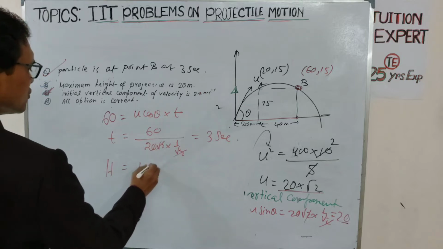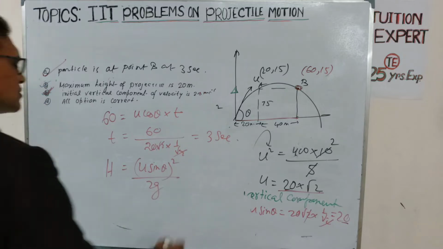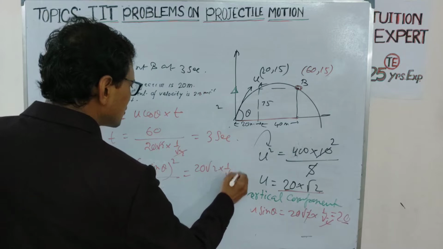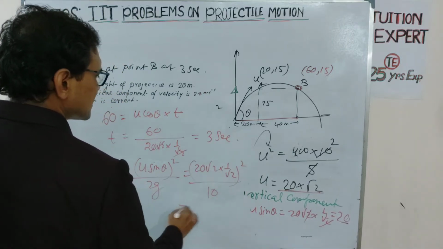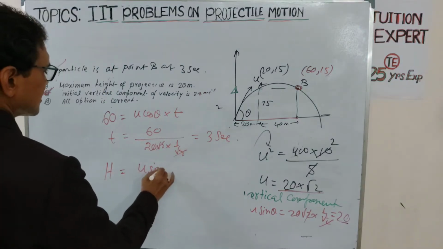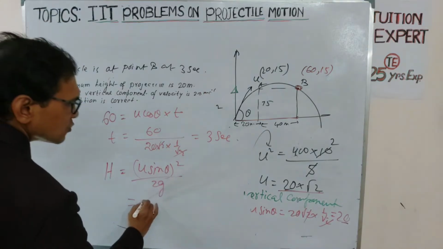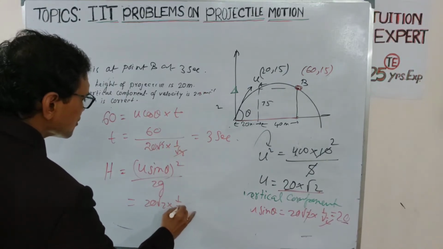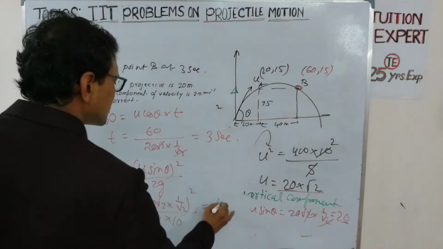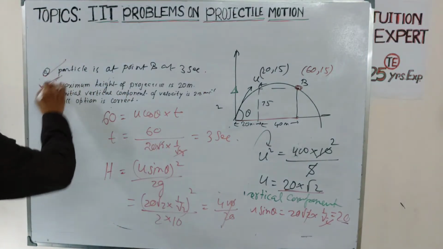H maximum, for projectile motion we know that this equal to u square by 2g. So put the value of u, sin 45 degree 1 by root 2, by 2 into g, g is 10, that is 400 by 20, that is 20. So this option is also correct.